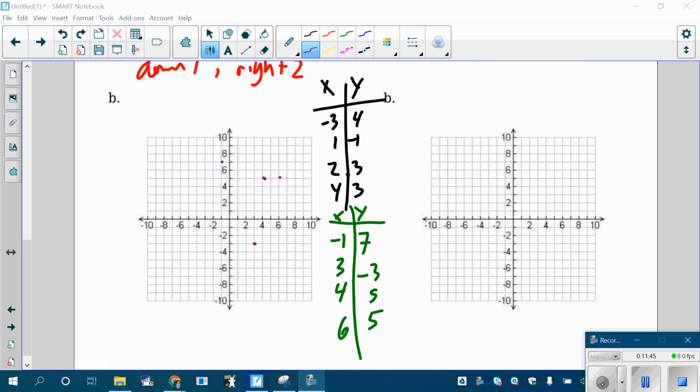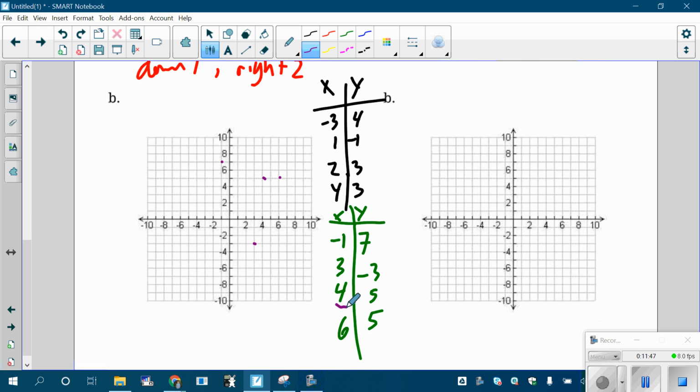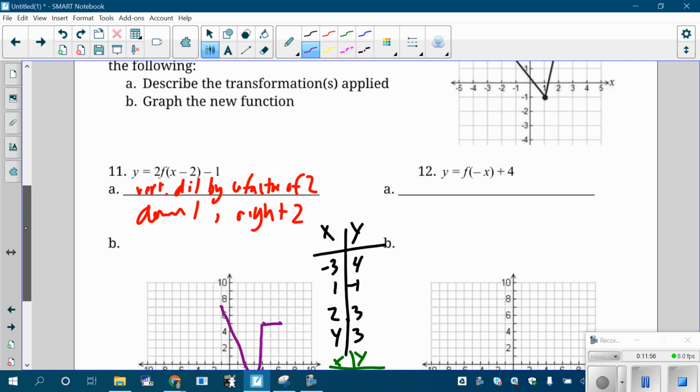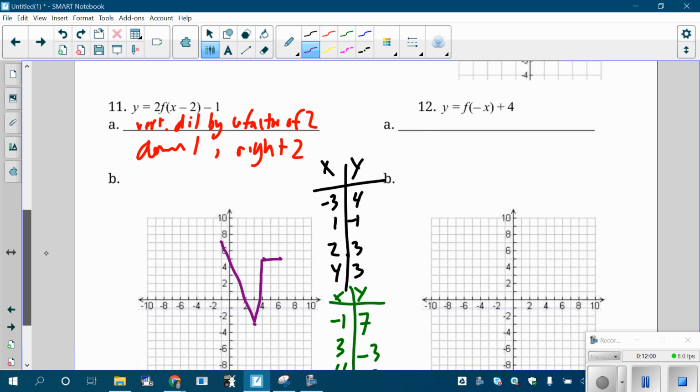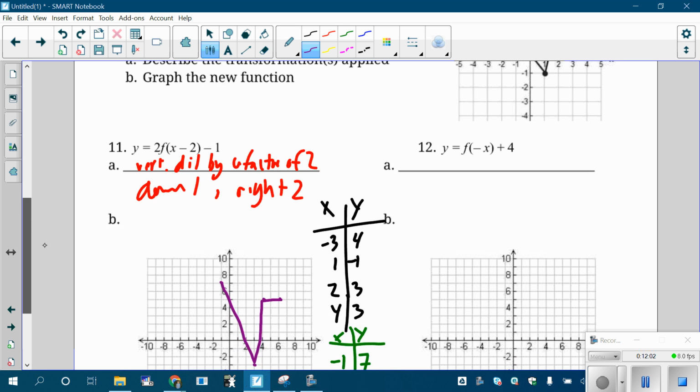Oops, I think I made a little mistake there. That should be a 4 or 5 right there. My bad. This is my new graph. Okay, so I'm going to take those new points and connect them. That's my transformation. That's this guy stretched vertically, moved down 1, and moved right 2.